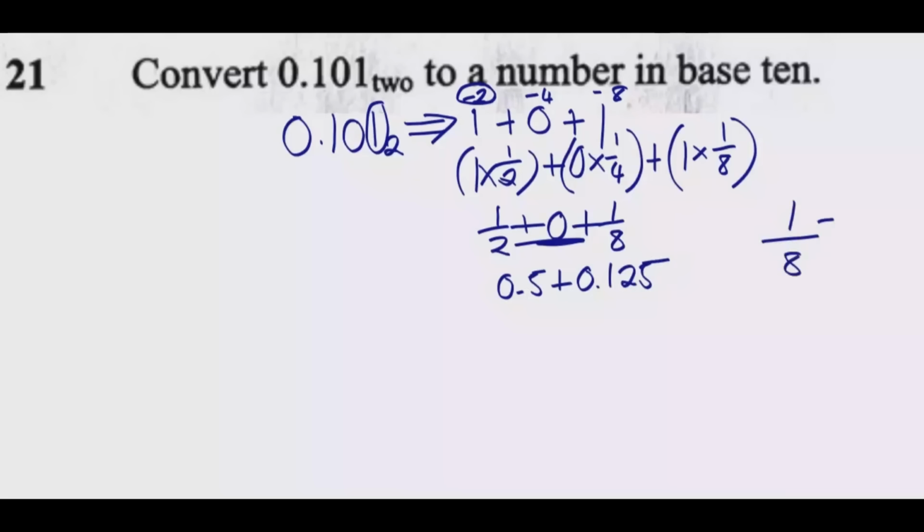Okay. So converting 0.101 in base 2 will give us 0.625 in base 10. Okay, that is in base 10. So I can even put 10 down here. It's okay. So basically that's how you solve that question. So converting 0.101 in base 2 to base 10 will give us 0.625.